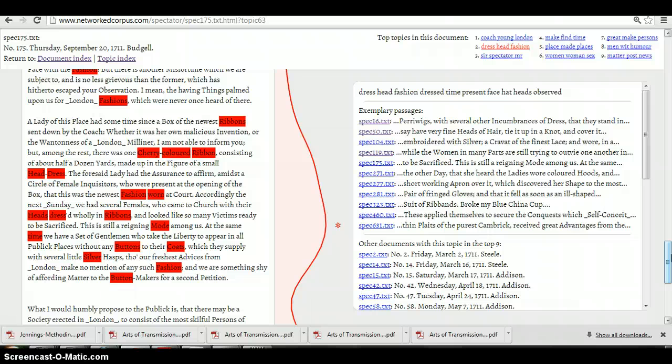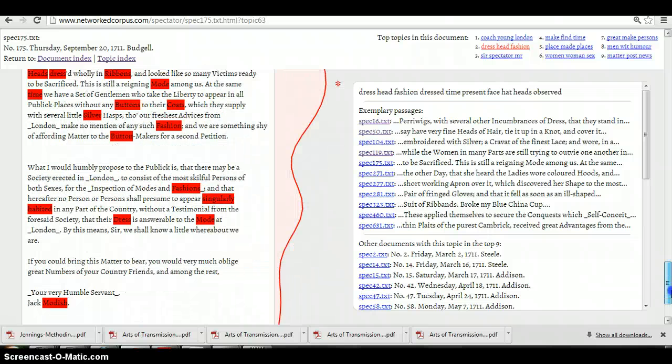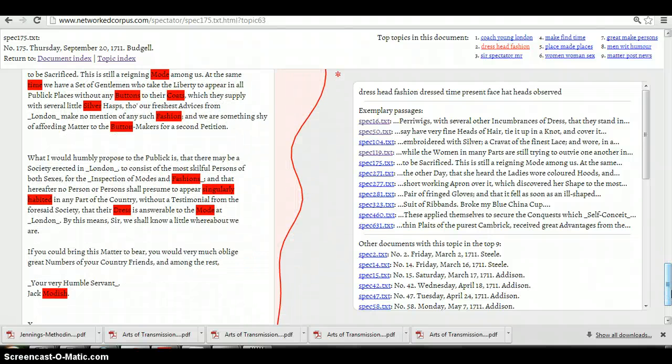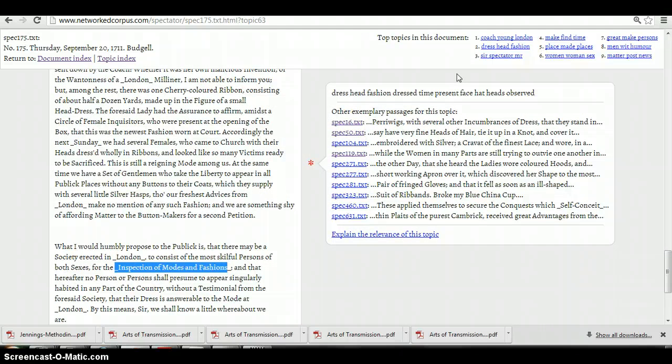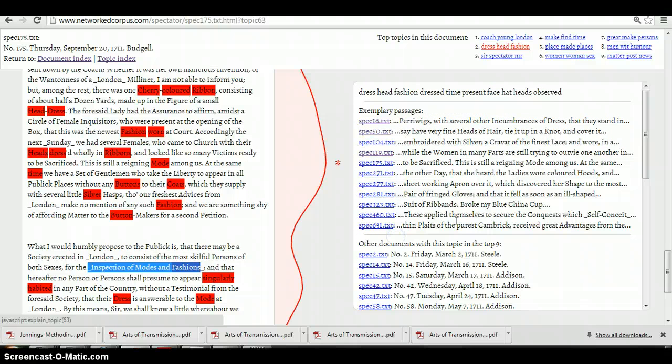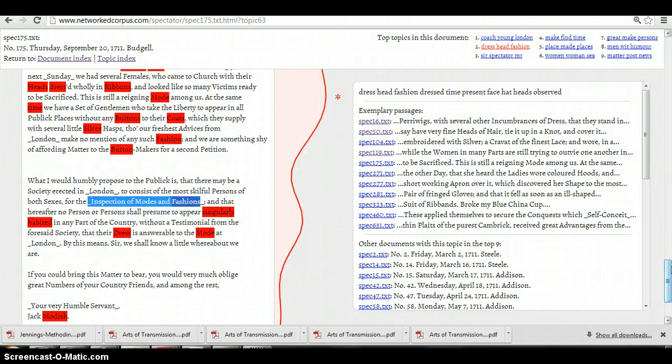And this is interesting because at the end of The Spectator, the writer Jack Modish proposes that there be a society erected for the inspection of mode and fashion for both sexes, something to address this problem of sexual and gender ambiguity that appears throughout the text. This concern of how a centralized source might be capable of doing this. And it's just a funny moment where there's a problem of actually thinking through the Spectator.